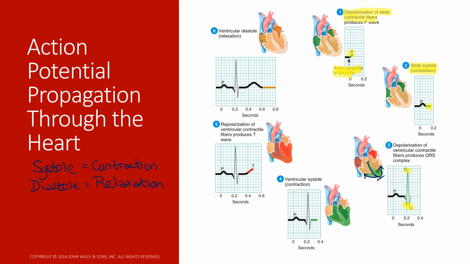Now, at the same time that this is happening, we're also having atrial repolarization occur. So the atria are repolarizing, they're relaxing, but we don't really see that on the EKG because these very large ventricles and the depolarization of these large ventricles kind of masks or overshadows that repolarization of the atria.